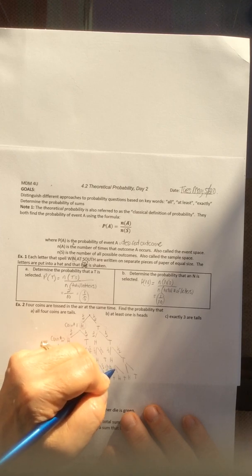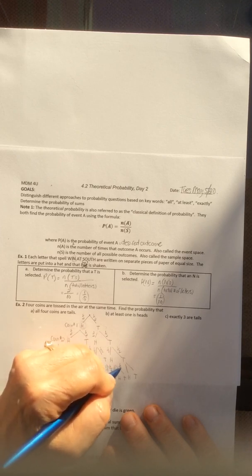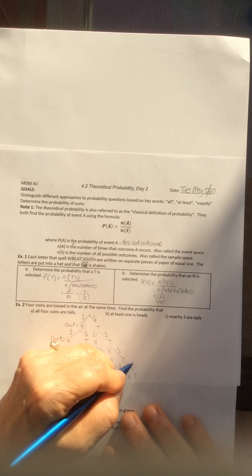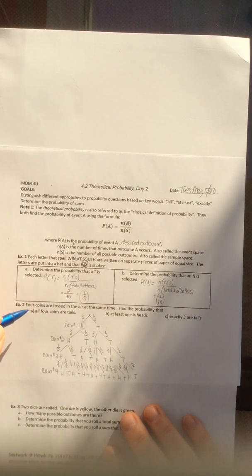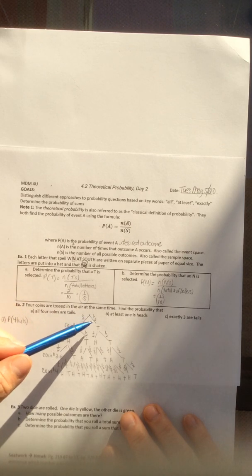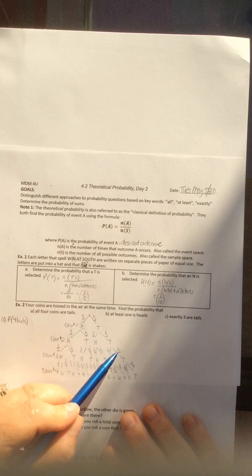Because your action is the same, right? Okay. So what's the probability that all 4 coins are tails? So A, the probability you get 4 tails. Okay, so where are the tails? The tails are here. 1, 2, 3, 4.